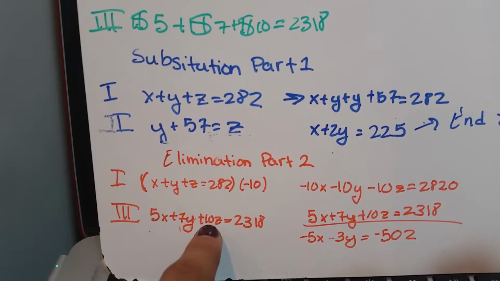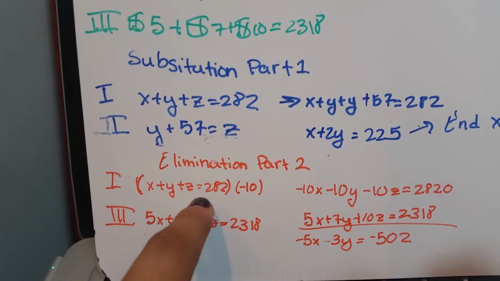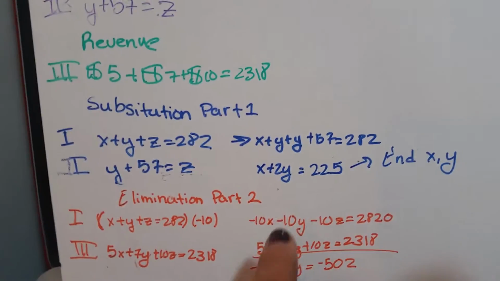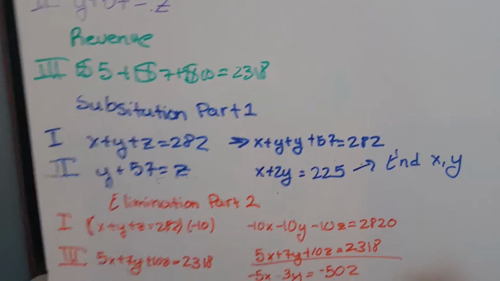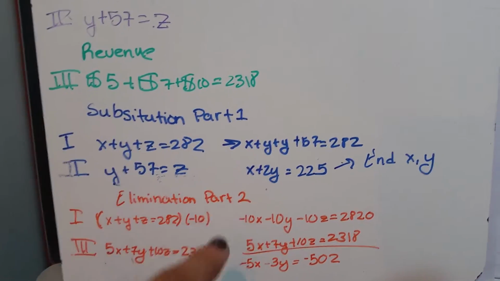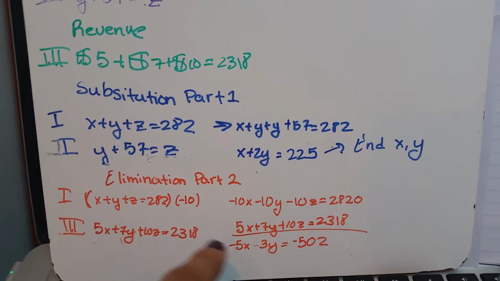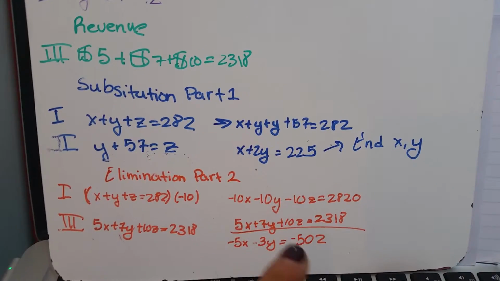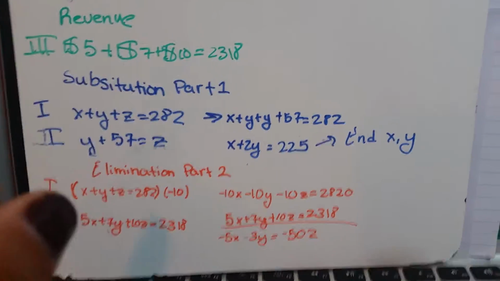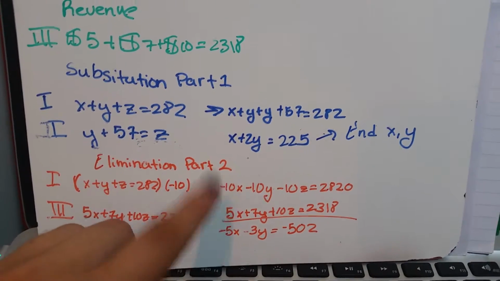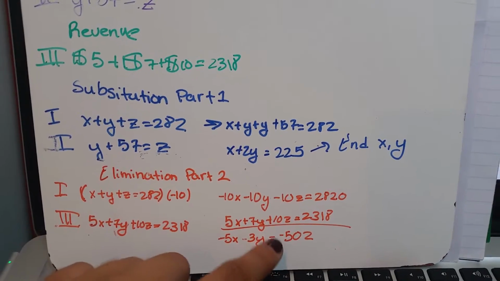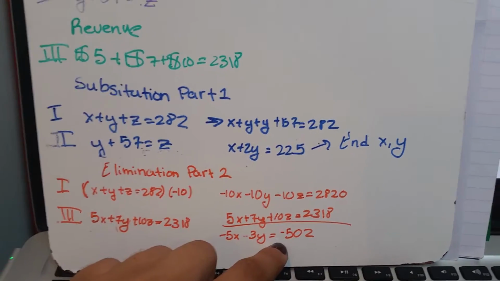So, the way we get rid of z is we're going to multiply this entire top equation by negative 10. And once you do that, it's going to be negative 10x minus 10y minus 10z equals 2,820. You're going to keep this equation the same. 5x plus 7y plus 10z equals 2,318. Once you add, subtract, do the common factors all the way down, you're going to get 5x plus 3y. The 10's cancel out, equals negative 502.